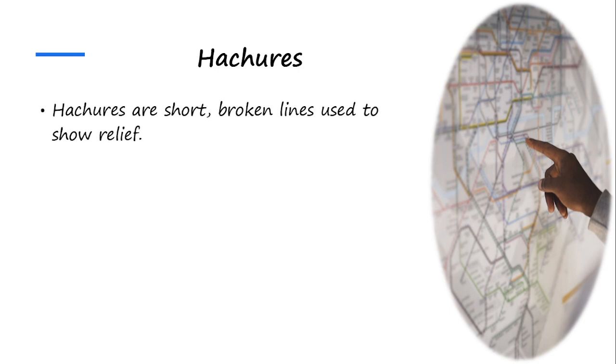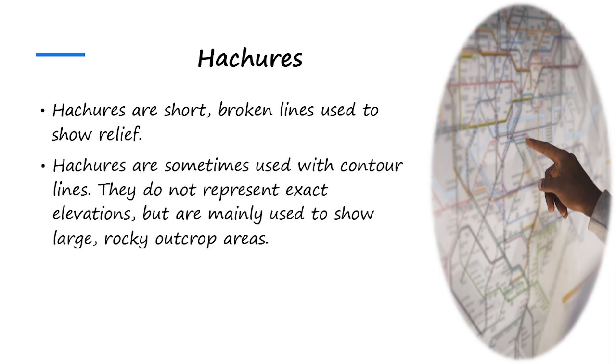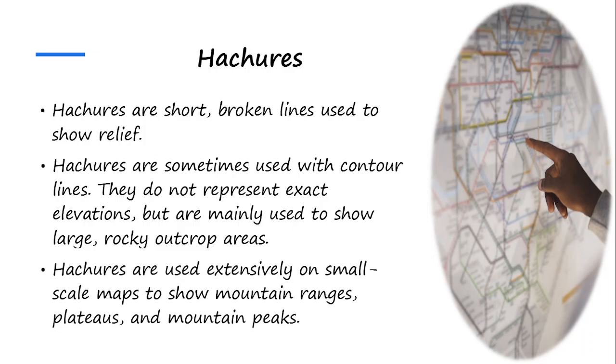These are short broken lines used to show relief. They are sometimes used with contour lines. They do not represent the exact elevation, but are mainly used to show large rock outcrop areas. Hatches are used extensively on small scale maps just to show mountain ranges, plateaus, and mountain peaks. So these are the uses of these hatches.